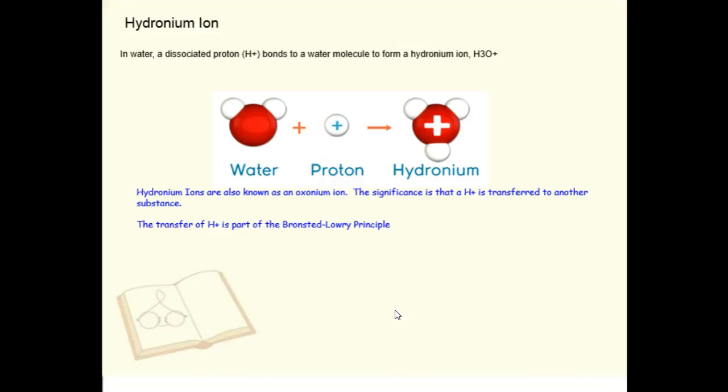So hydronium ions are also known as oxonium ions. The significance that we saw in this is that that hydrogen ion, or the proton, remember we were calling it a proton, is going to actually bind with the water, and it's going to make this hydronium. And we're transferring it. That transfer of the hydrogens is part of what is known as the Bronsted-Lowry principle.